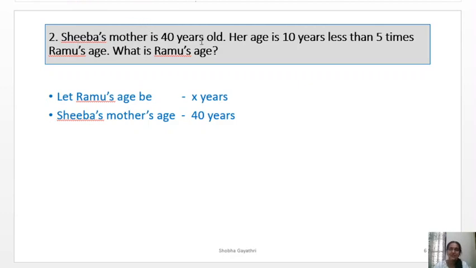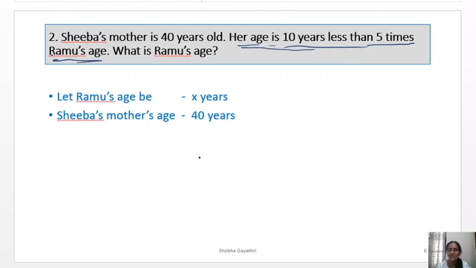Shiva's mother is 40 years old. Her age is 10 years less than 5 times Ramu's age. What is Ramu's age? You have to find out Ramu's age. Shiva's mother's age is given. It is 40 years. Ramu's age we have to find out. Let us assign x for Ramu's age. We need one condition to get an equation. The condition is given here. How Shiva's mother's age is related to Ramu's age is given in this statement.